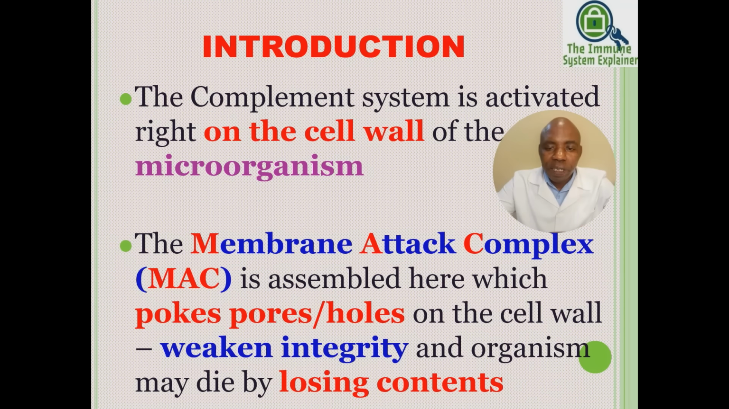The complement system is activated right on the cell wall of the microorganism. That is where the membrane attack complex is going to be assembled, and the assembly of the membrane attack complex pokes pores or holes on the cell wall of the microorganism, weakening the integrity of the cell wall. Once weakened, the cell wall of the bacteria is going to allow fluids or water to flow in, and then it's going to swell and may burst, losing its contents.